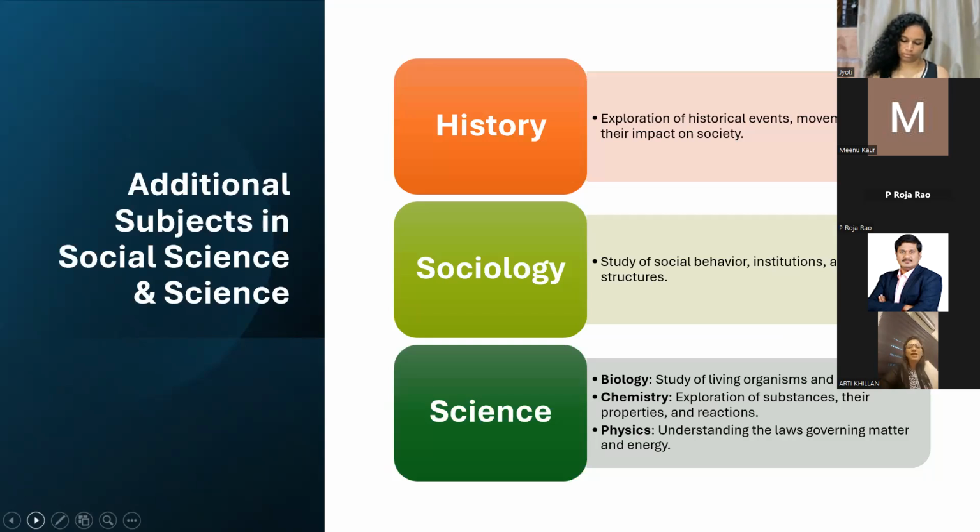After social science, history, as I've already taken. History is basically we are trying to explore the historical events, movements, and their impact on society. Through sociology, we try to study the social behavior, institutions, and structures. And science, again, physics, chemistry, biology.